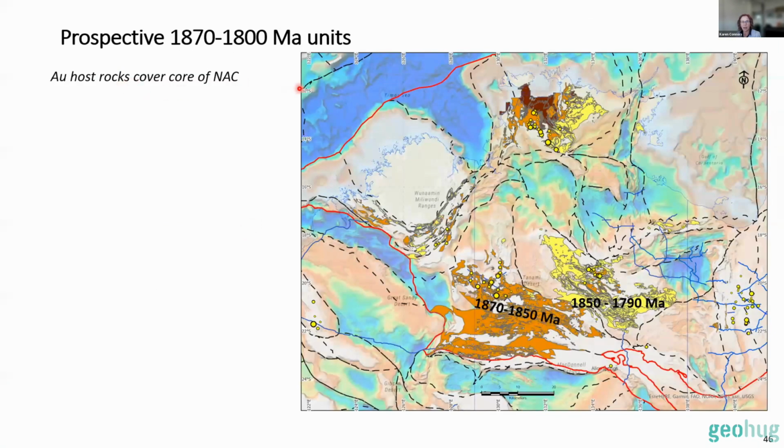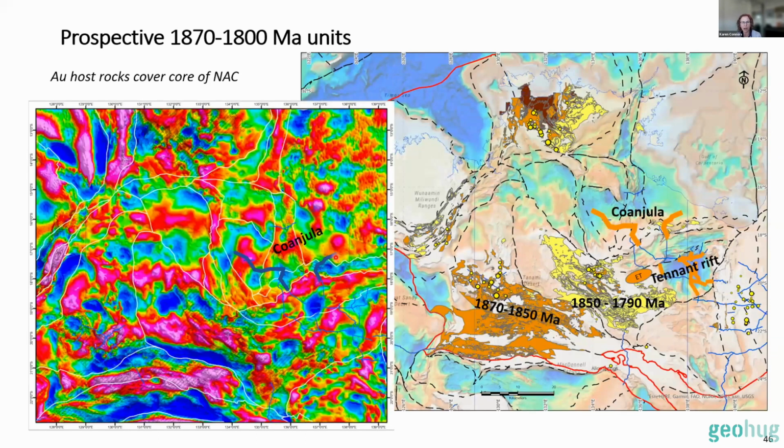So looking then at these units, which are key host rocks for gold deposits, we now know they extend here. So that's the East Tennant area and all the new data from GA. Then looking at the extent on the seismic lines I've showed you here in the Tennant rift, and then extending north here, the Coangula seismic package. Now, looking at the gravity data, there's the extent of the Coangula seismic package.